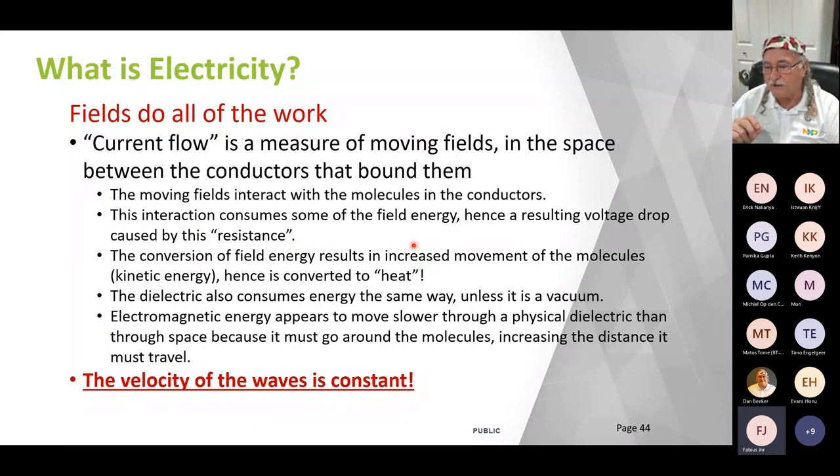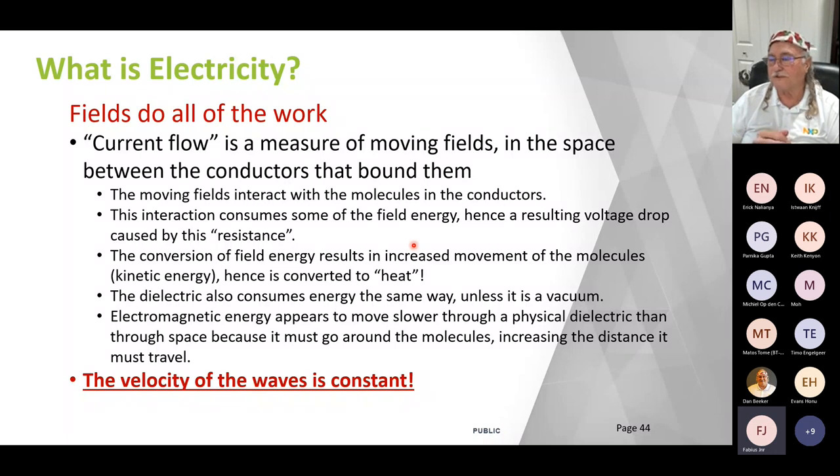The conductor and the dielectric all are eating some of the field, unless, of course, it's in vacuum. And the other thing is that field energy seems to move slower through the dielectrics than it does in space. Well, that's back to the bottom line. Energy cannot go through matter.